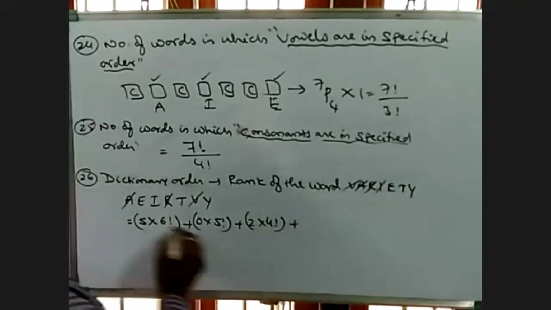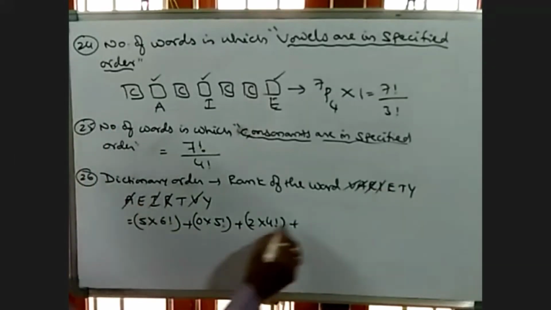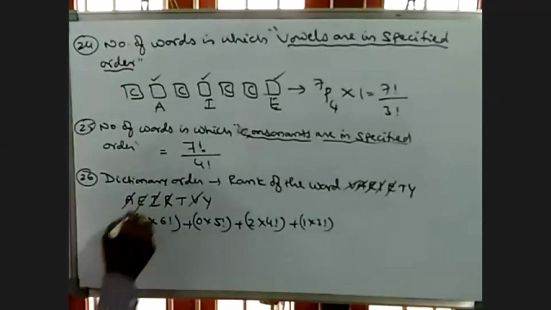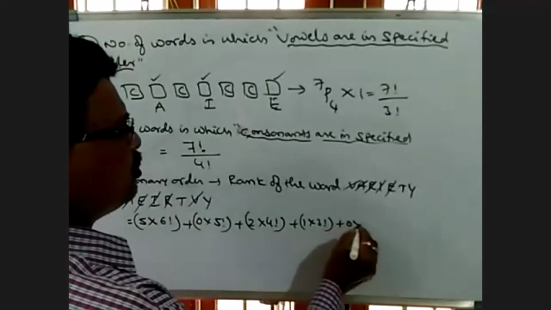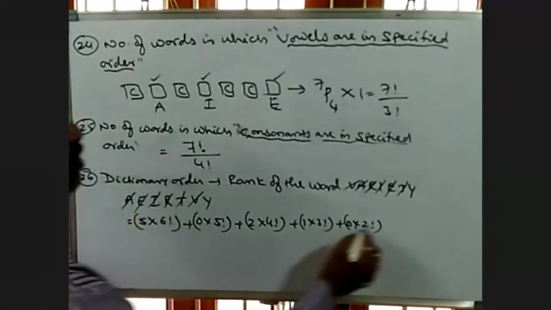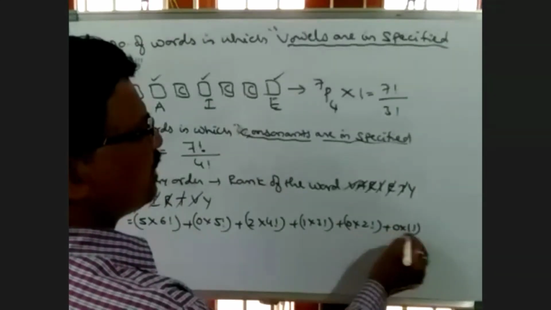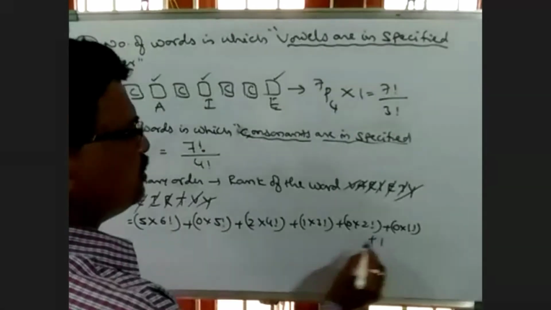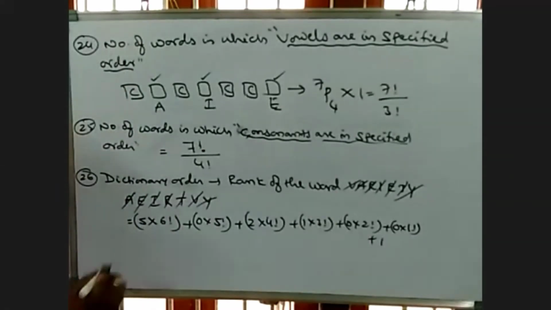Next letter is I. Cancel I. Before I, 1 letter is there. That's why 1 into 3 factorial. Next, cancel E. Before E, 0 letters are there. So 0 into 2 factorial. Next, cancel T. Before T, there is no letter. That's why 0 into 1 factorial. And whenever we are cancelling the last letter, we need to add 1. So this is the shortcut method for finding the rank of the word.